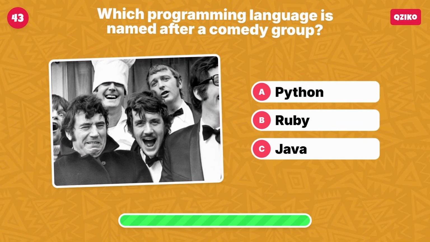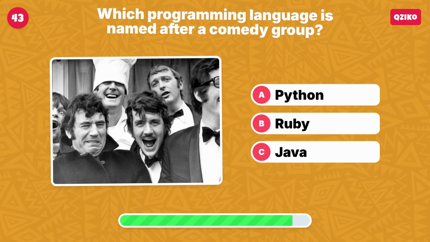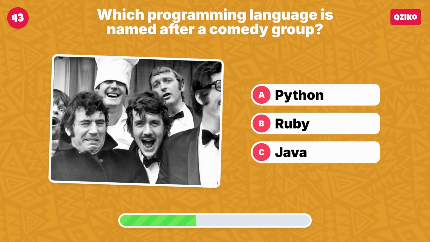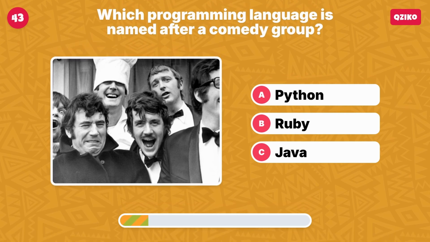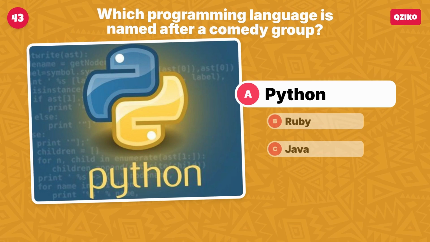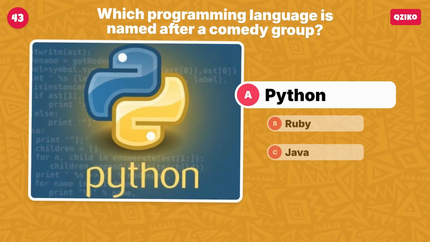Which programming language is named after a comedy group? Python, Ruby, or Java? Python is named after the British comedy group Monty Python.